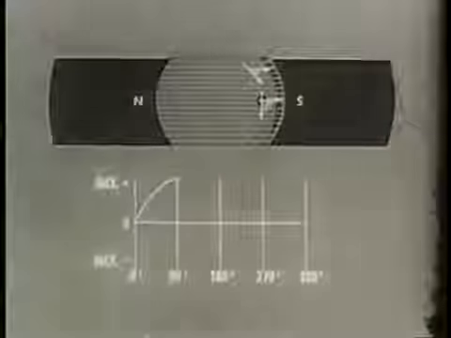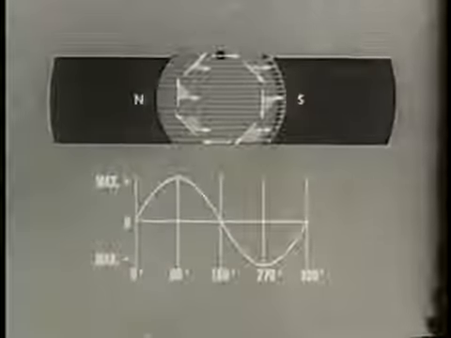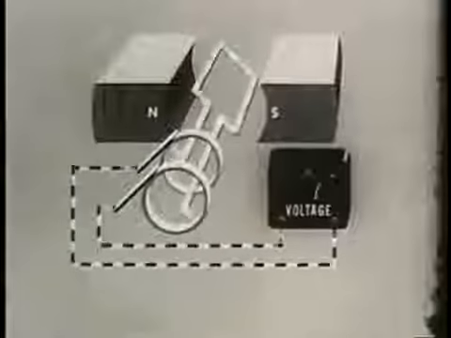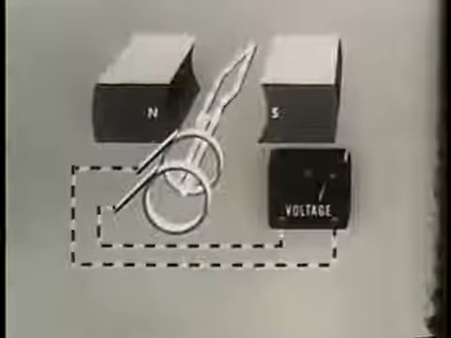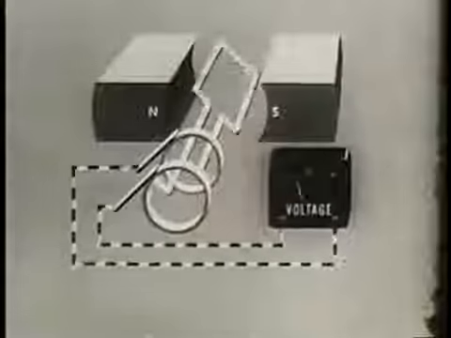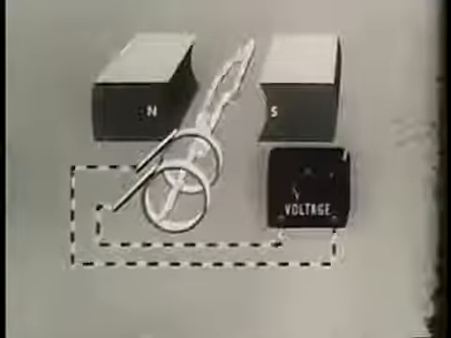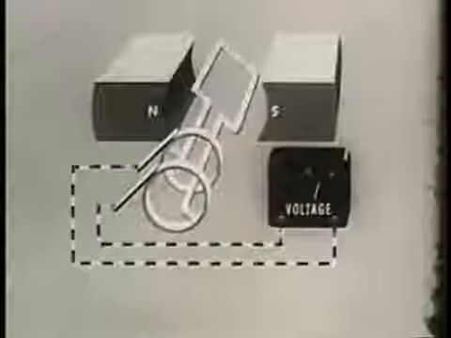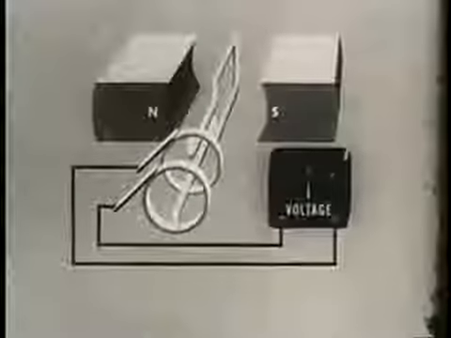A graph of EMF versus conductor position during one revolution will be a sine wave representing alternating current, or AC. All rotary generators produce AC internally. What you have seen so far is really the theory and operation of a basic AC generator, but our purpose was to explain the principles of operation of a DC generator.